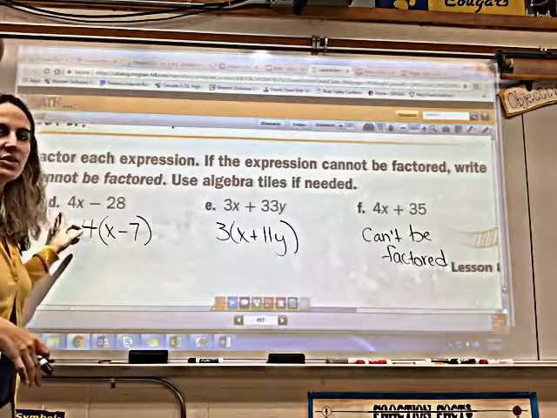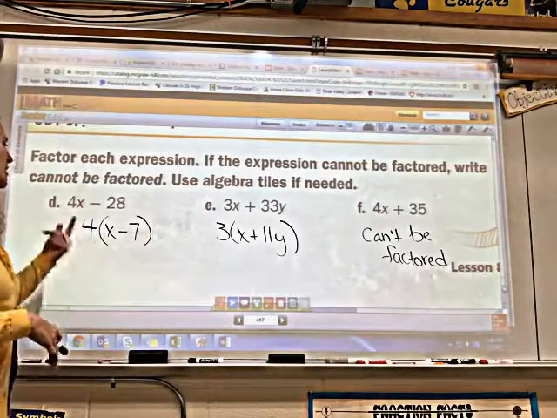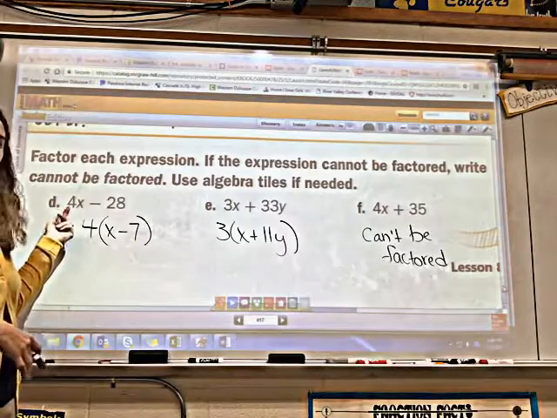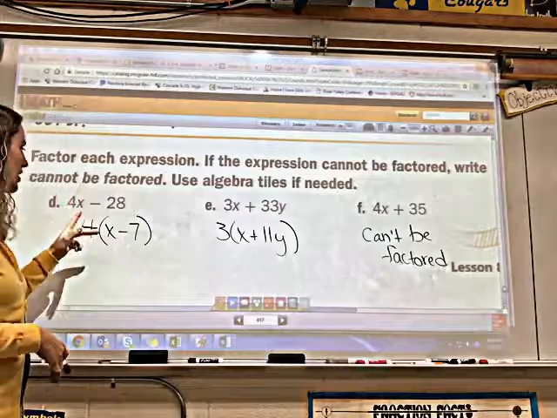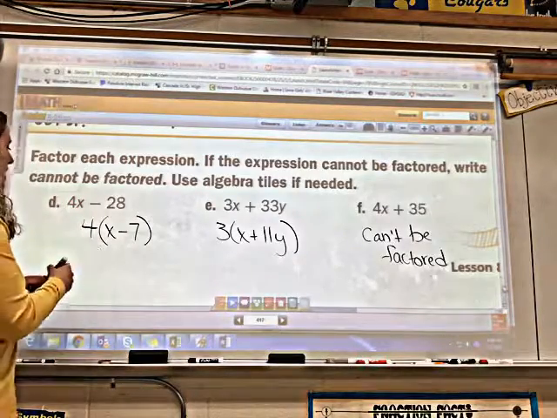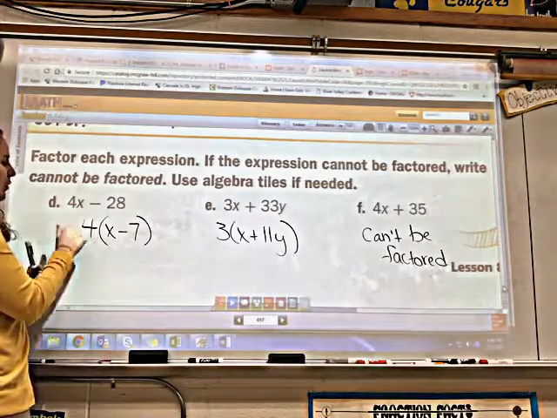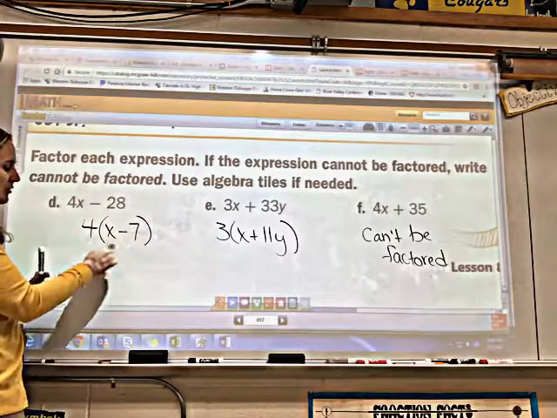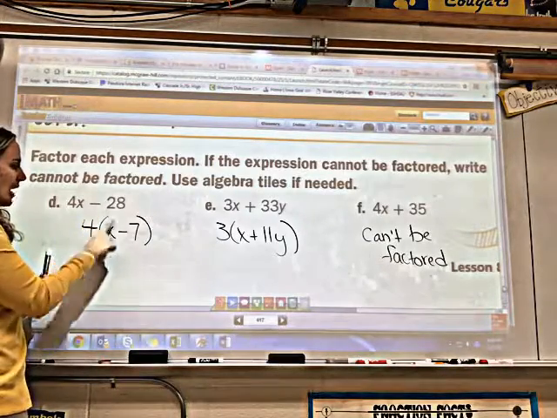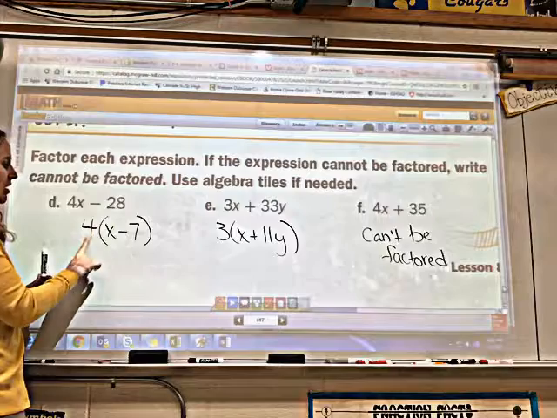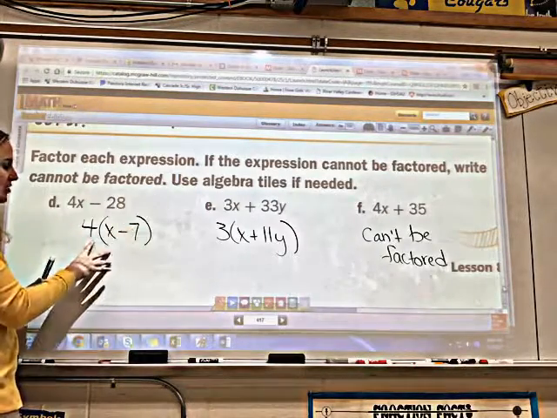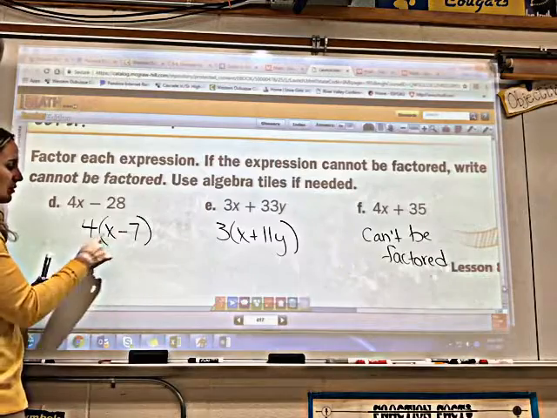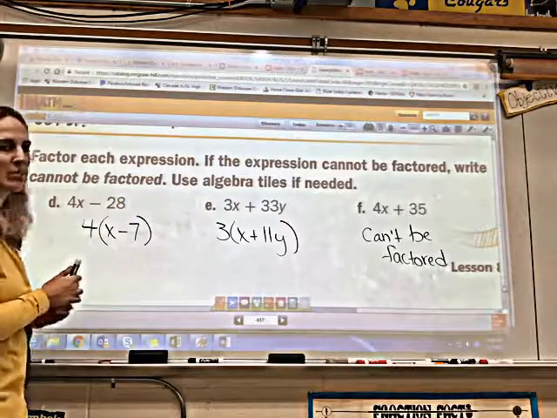As I take a look at letter D, I've got 4x minus 28. I was thinking the number 4 here. I know 4 will go into 28, so that's going to be my greatest common factor. So I pulled the 4 out. Then I asked myself, okay, 4 times what would give me 4x? Well, 4 times x would be 4x. I'm subtracting, so I put a minus. 4 times what number gives you 28? Well, 4 times 7. And again, I can check it. 4 times x is 4x, minus 4 times 7 is 28. So that would be correct.